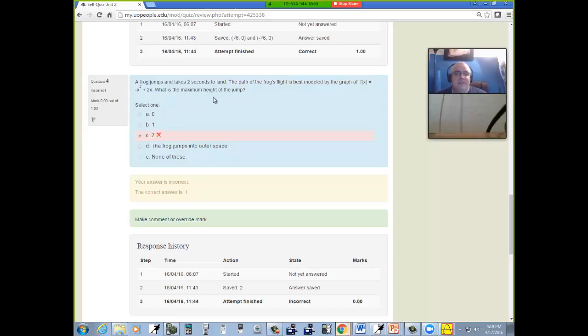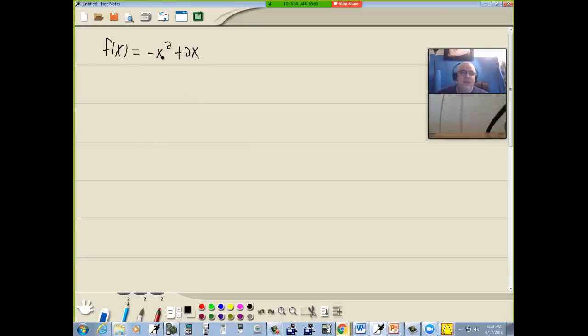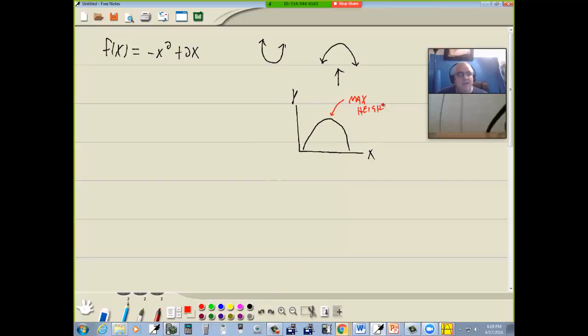It doesn't tell you specifically here, but whenever you have an x squared, you're going to have a graph that looks like that, or you'll have a graph that looks like this. When you have a negative in front of your x squared, then it's specifically going to look like this. Now, if I were to graph this on an x and y axis, and our frog is jumping like this, then the maximum height right here would correspond to our y values.